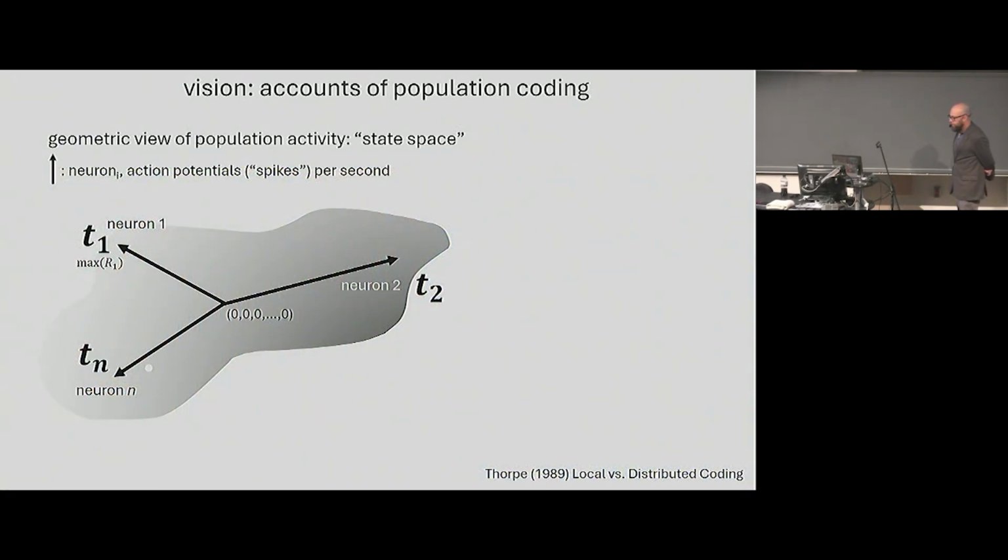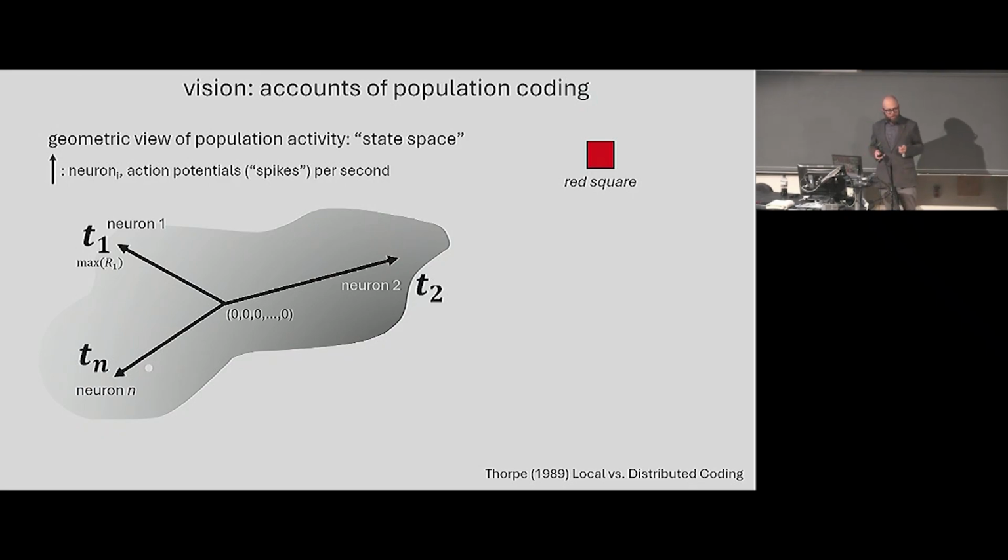So when it comes to vision, there are a couple of accounts that I like to always revisit when trying to explain how individual activity relates to population. One specifically comes from Simon Thorpe's article, Local versus Distributed Coding. Here I would invite you to consider the activity of the neurons in a population as being part of a Cartesian coordinate system where every axis corresponds to the activity of one neuron. And so you start with the idea that you have a concept, a very simple one, like a red square.